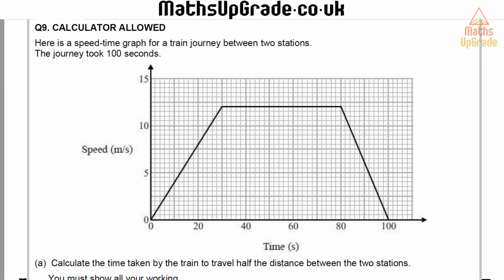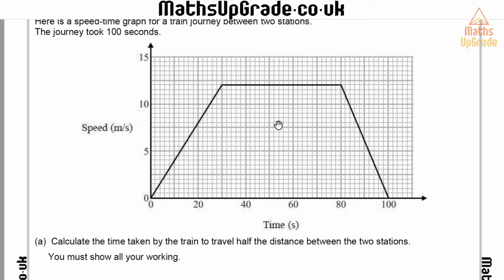Question 9. So here's a speed time graph for a train journey between two stations. The journey took 100 seconds. Calculate the time taken by the train to travel half the distance between the two stations. And I've got to show all my working out. So this first part of the question is worth 4 marks.